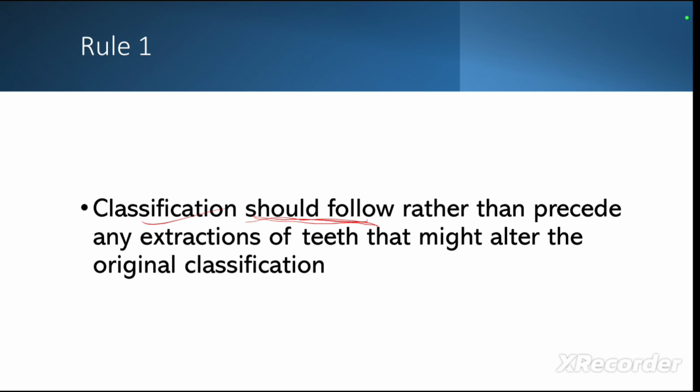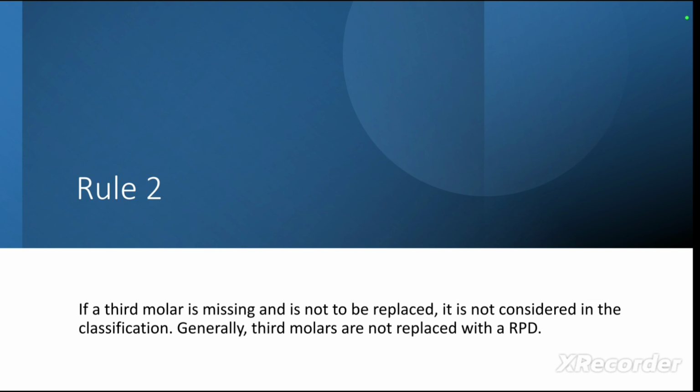So the classification should follow rather than precede extraction. That is the first rule. Coming to the second rule, if a third molar is missing and is not to be replaced, it is not considered in the classification. Just consider that the second molar is present, the first molar is present, but the third molar is missing. If it is missing and we are not going to replace it, then we should not consider it for classification.